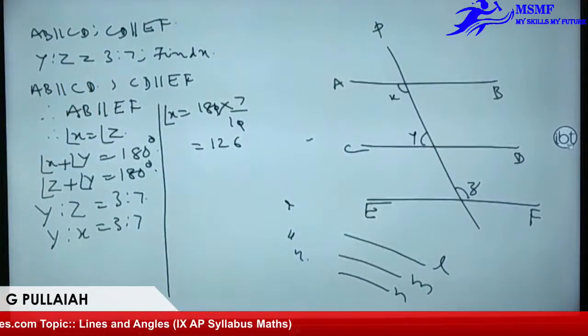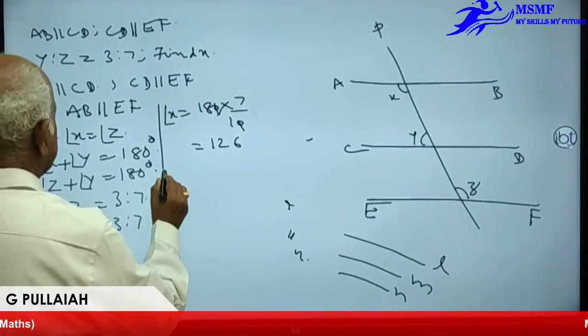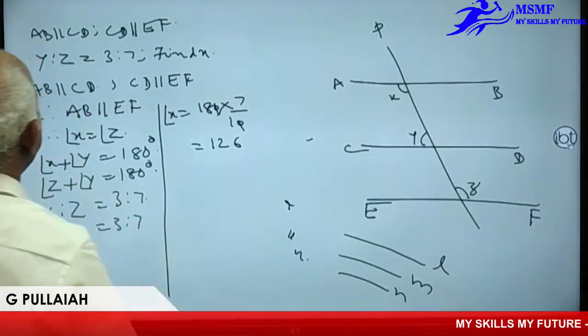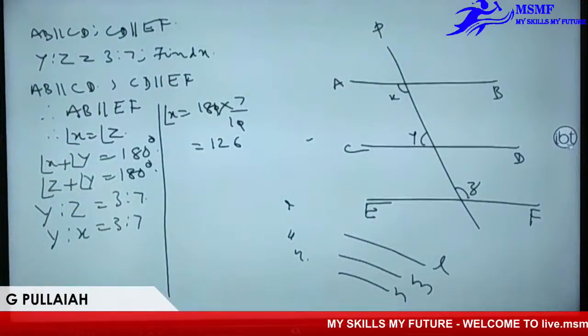So here angle x is equal to 126. Now angle y and angle z are in a ratio. So the question is, find the value of x. That's the point here.